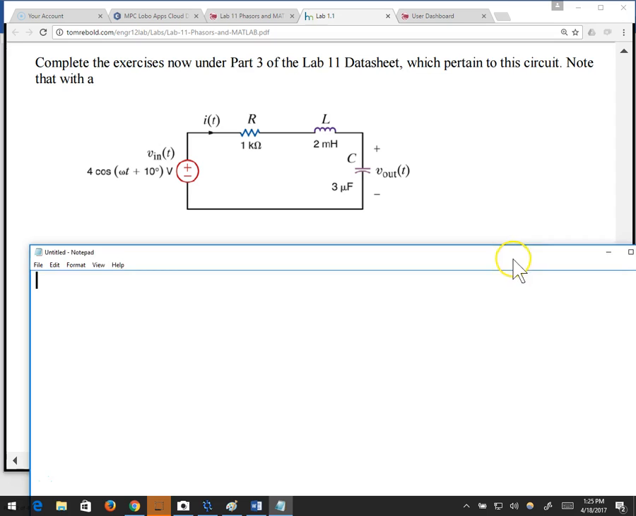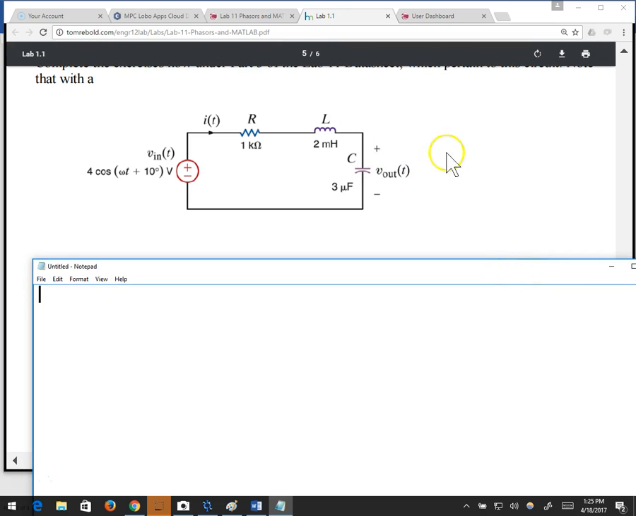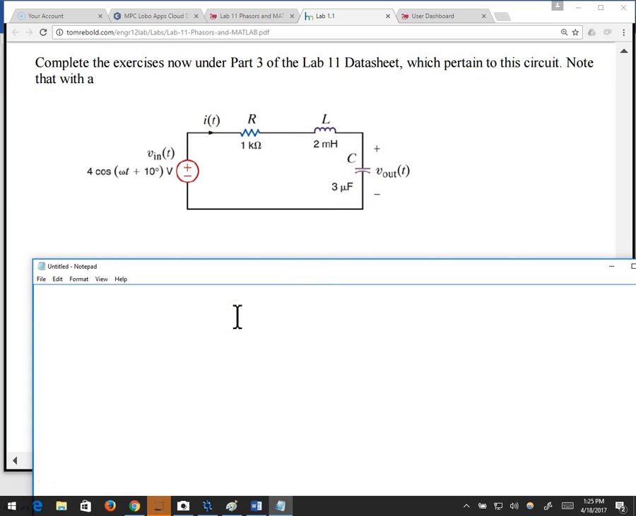So for this circuit here, we want to find V out of t, and we know we've got a V in of t equal to 4 cosine omega t plus 10 degrees. Maybe we want to find I of t, maybe we want to find V out of t. Here's how we do this. This is the process you're going to use in the last quarter of the class, starting on this week's homework, to solve circuits in the AC domain with sinusoids.